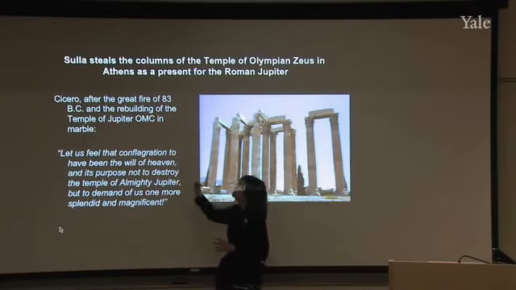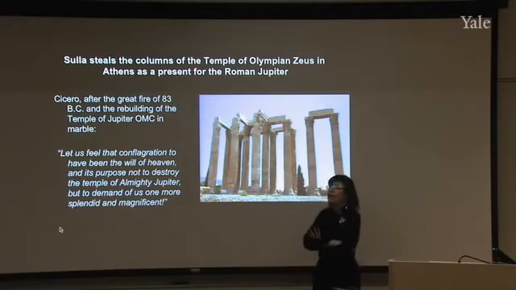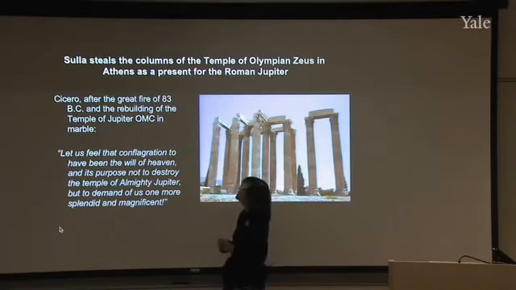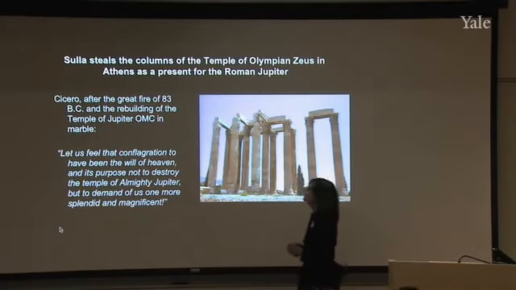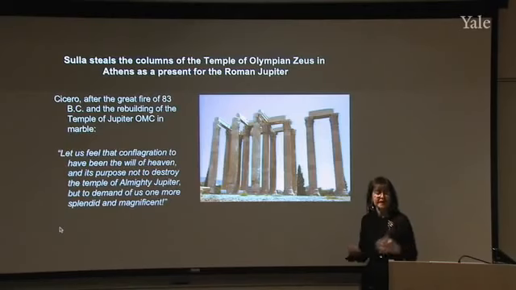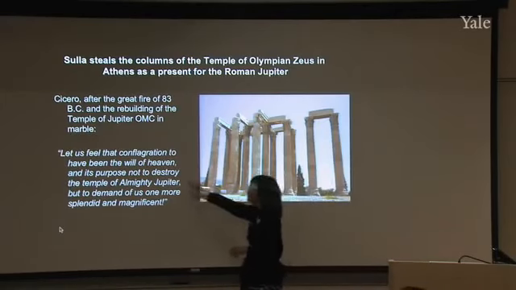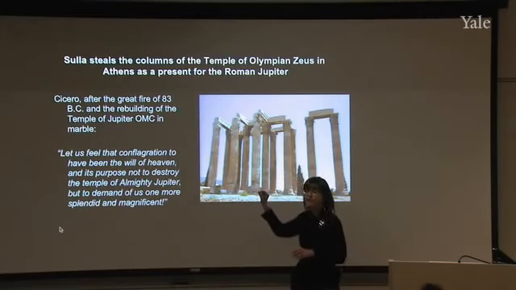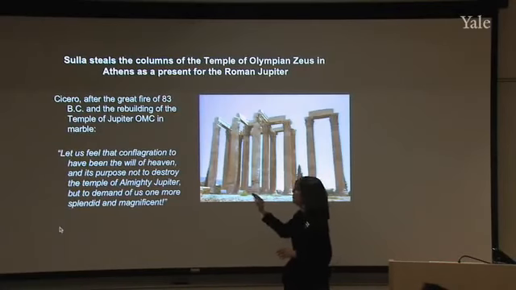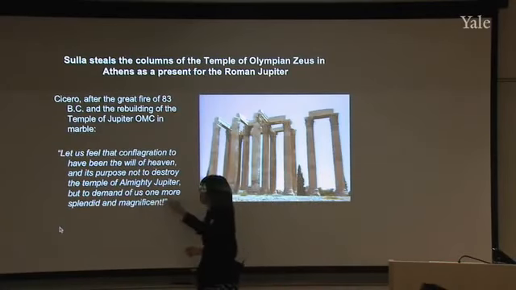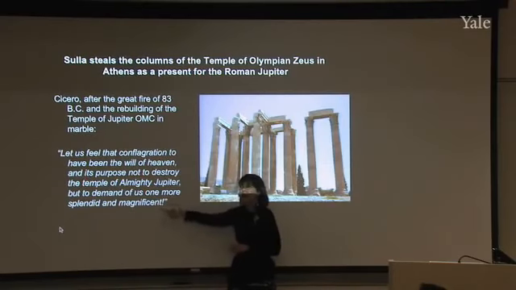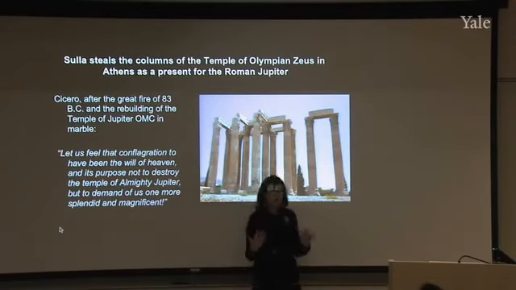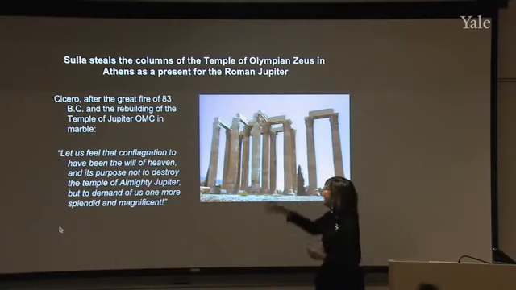And I just wanted to end up with a quote from Cicero. After one of these fires that so often raged in Rome, the Great Fire of 83 BC, Cicero talks about the rebuilding, still again, of the Temple of Jupiter OMC. And I quote from Cicero when he says, "Let us feel that conflagration to have been the will of heaven and its purpose not to destroy the temple of Almighty Jupiter, but to demand of us one more splendid and magnificent." What did that mean? More Greek looking, more marble.